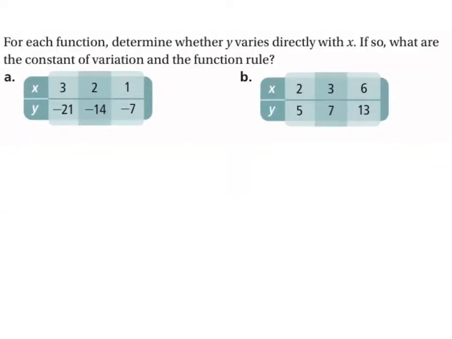These tables are just written sideways now, but you can do the same thing. So I recommend pausing the video, figuring out your k value for each one, and then writing your function rule and determining your constant of variation. So pause the video, give it a shot. When you're ready, unpause the video to see the answers.